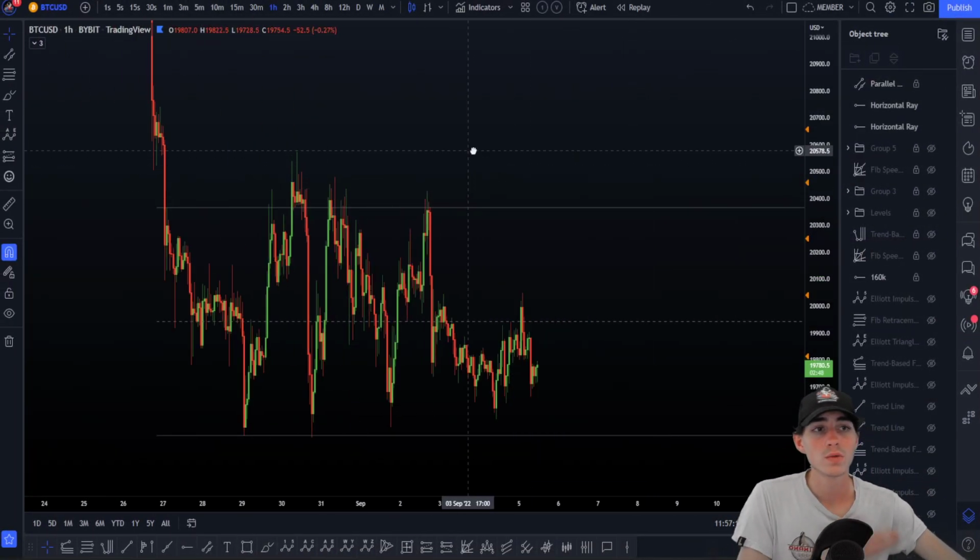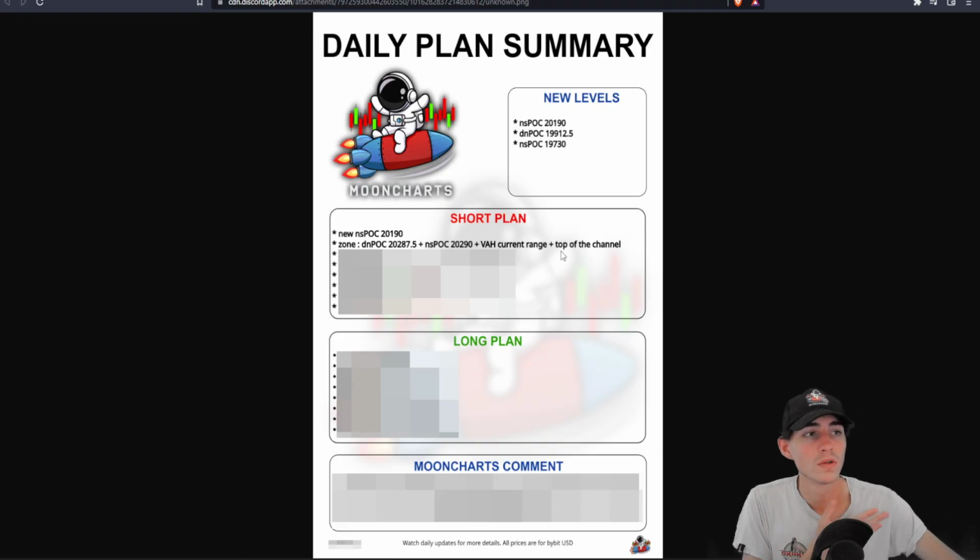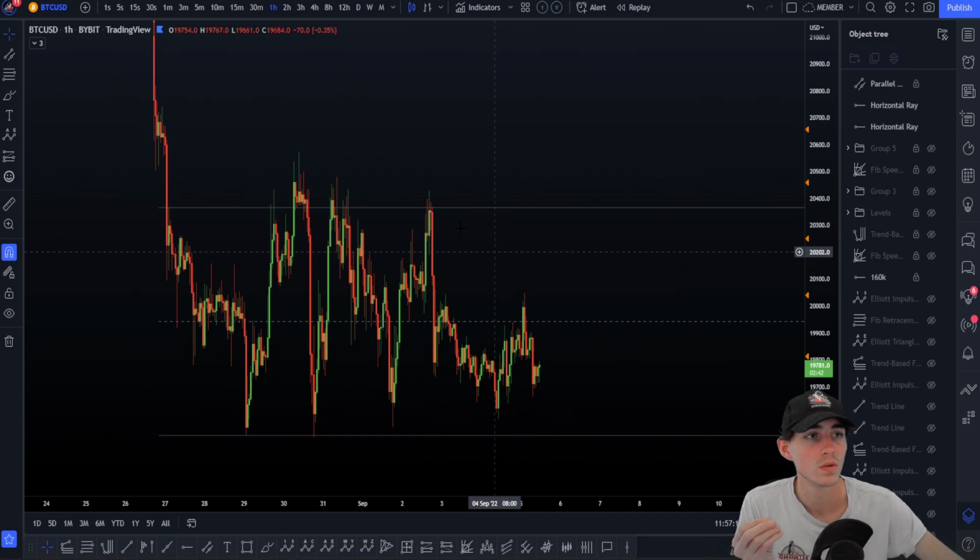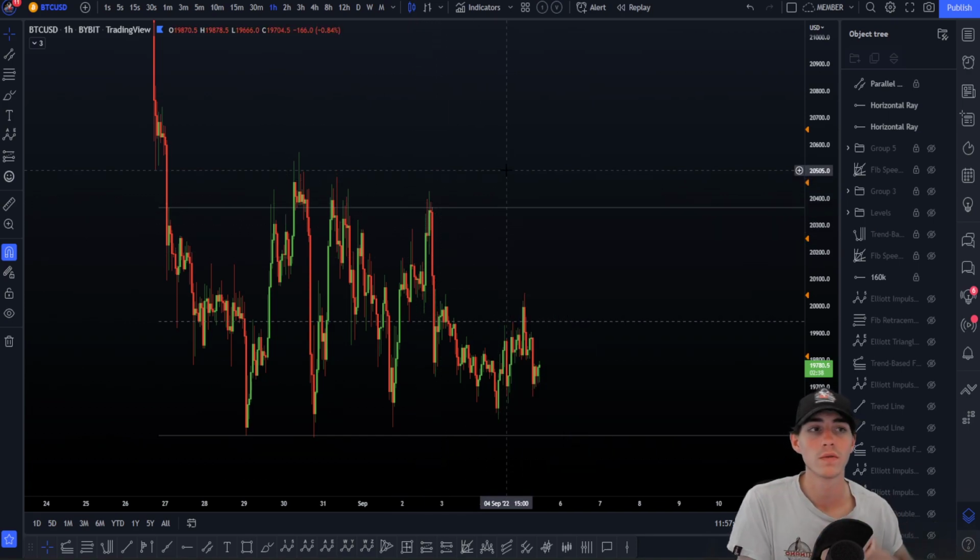This is clearly the range I was looking for with the plan summary here. It was from the day naked point of control here to the top of the channel right here, so to speak. It was all the zone from here to the top of the channel here, where we were looking for a short.